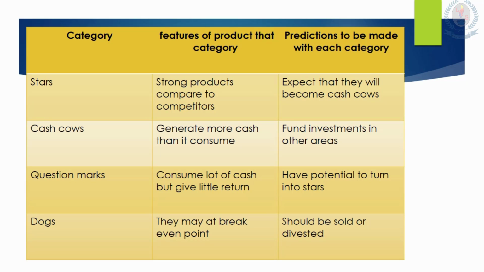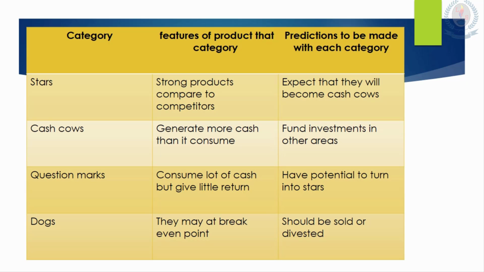When we consider the predictions that we can make under the cash cow category, they generate more cash than we invest, so they can fund those revenues, those cash flows, into other areas. They can invest that money in different other areas. The next category is question marks.